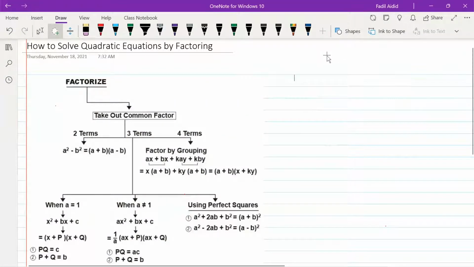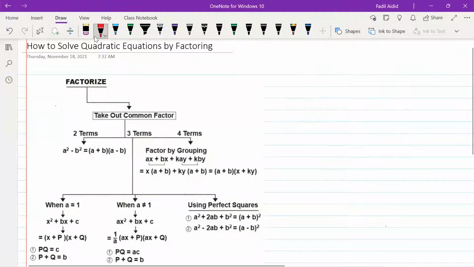Now, another case, if you have 3 terms. When you have 3 terms, I split it into 3 possibilities. First is when a equals 1. And then the second is when a is not 1. And the last one is using the perfect square formula. So first, I'm going to talk about when a equals 1.